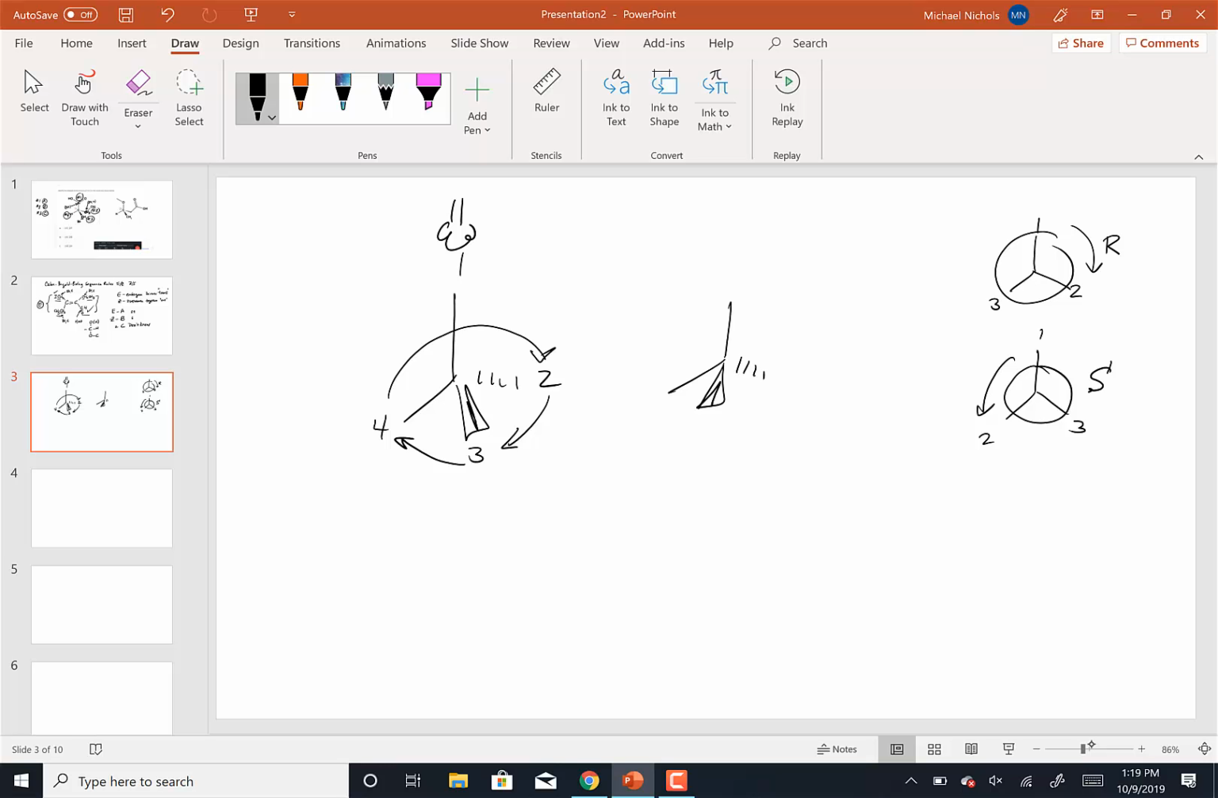So I'm going to grab my model and I'm going to rotate it. It's always critical that if I rewrite the structure, I rewrite it in exactly the same orientation. Same direction, same bold, same dashed. So in this case, 1 stays the same, 4 moves into 2, 2 moves into 3, and 3 moves into 4. So all I did was rotate that molecule. That's all I did.